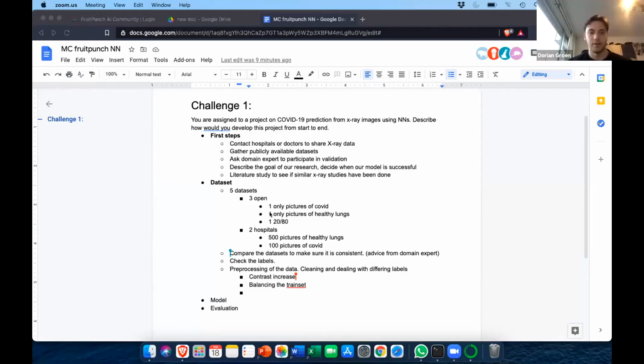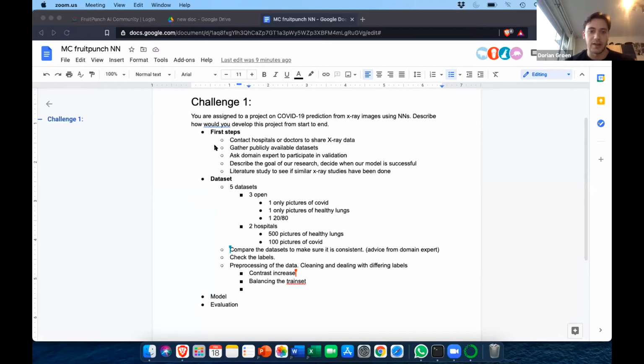Everyone sees this now? Yeah. All right. So this is where we're left. Then we're probably going to ask a domain expert to participate and, with him, describe the goal for the research and decide when the model is successful. Further, we do some literature study to see if there are similar X-ray studies we can learn from.